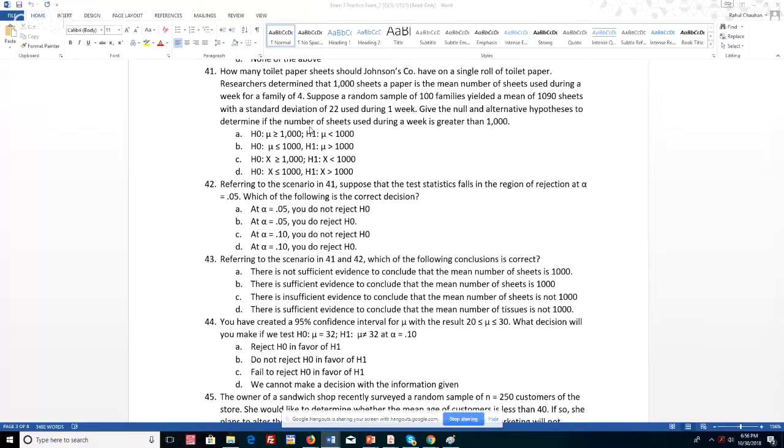Okay, now going back to those questions, sometimes one is easier to find than the other. In this case, what are we trying to prove, or what are we trying to determine? Here it says we're trying to determine if the number of sheets during a week is greater than 1,000. So that becomes our alternative hypothesis. That's what we're trying to determine. So the mean is greater than 1,000. And then to find the null, you just take the opposite, so that the mean is less than or equal to 1,000.